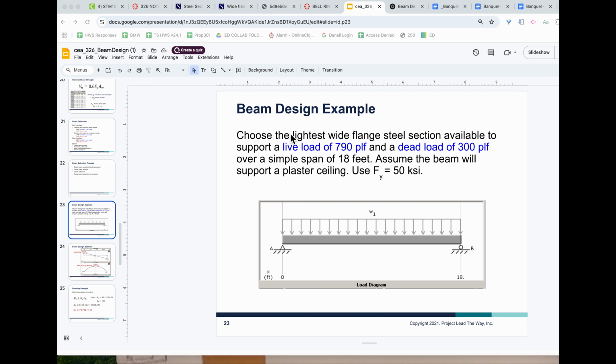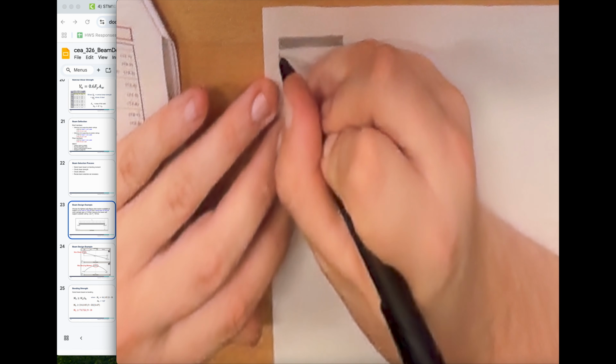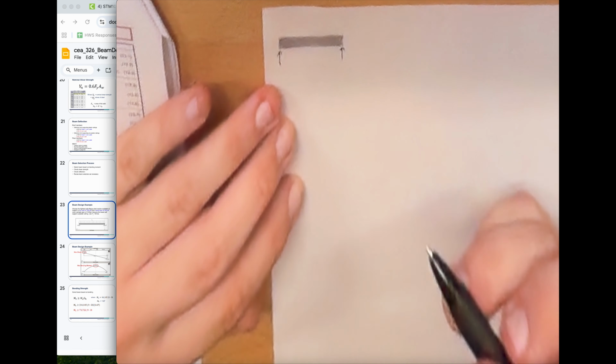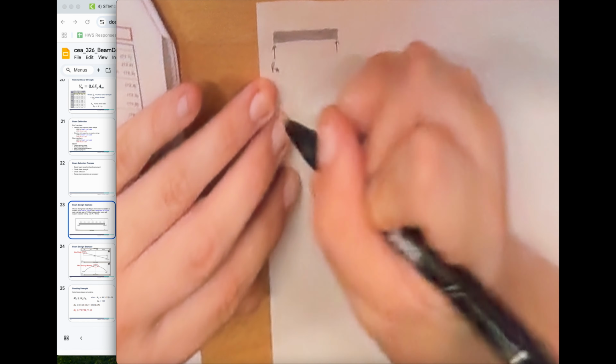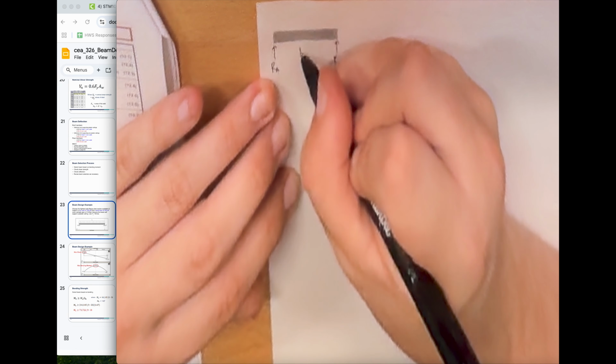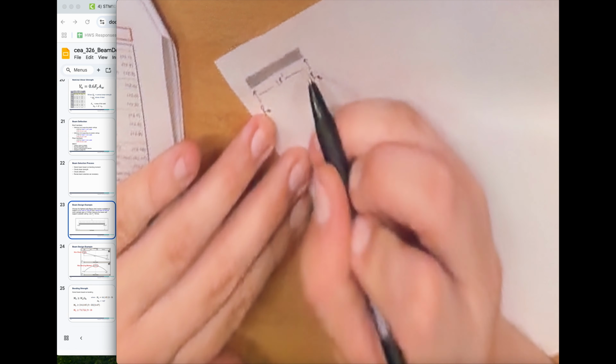One of the other criteria for the beam is that we want to focus on choosing the lightest wide flange steel section. So let's go ahead and write down some information here. We've got an 18-foot long beam, and we did a little model of the beam. This is going to be reaction support A, reaction support B is going to be here. The distance between these two reaction supports is going to be 18 feet.